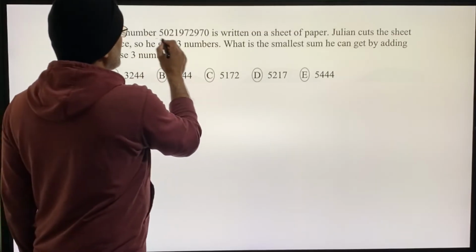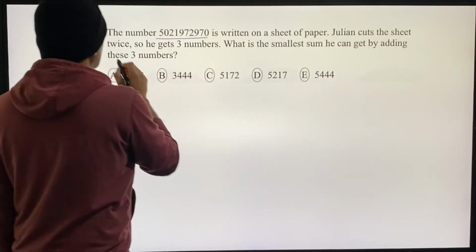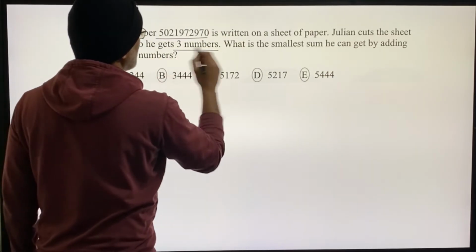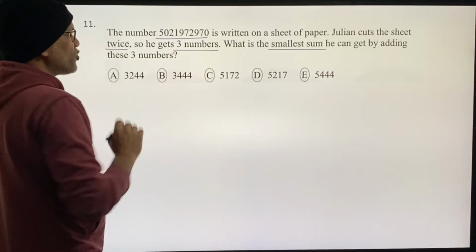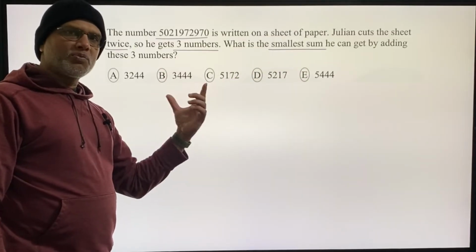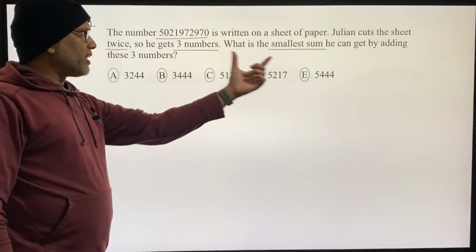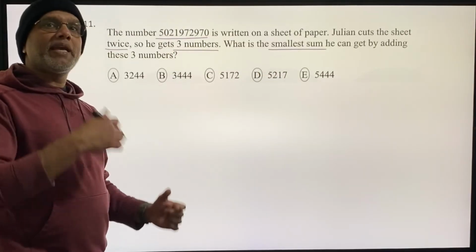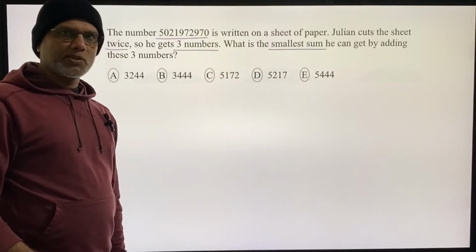The number is written on a sheet of paper. Julian cuts the sheet twice, so he gets 3 numbers. What is the smallest sum he can get by adding those 3 numbers? All right, so we want the sum to be the smallest possible. Now, for the sum to be smallest, we want the 3 numbers to be as small as possible. Then we can ensure that the sum is smallest.